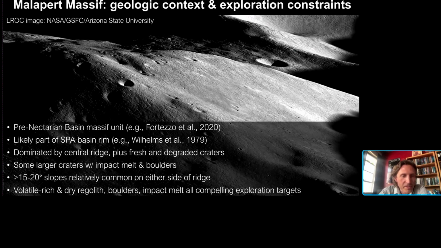So as I said, this central ridge that cuts across this region includes a variety of different crater ages of different sizes. We have impact melt and boulders that are accessible within that 2-kilometer region. And the slopes on these larger scales, which are illustrated dramatically in this oblique view from LROC, again, are important for determining the local thermal environments of the micro cold traps as well.